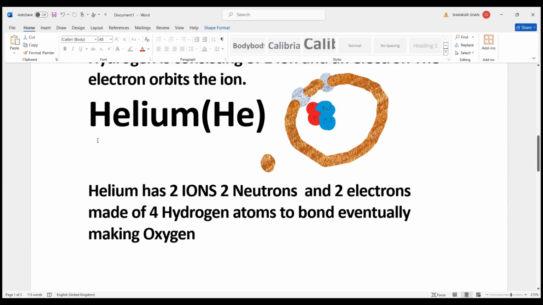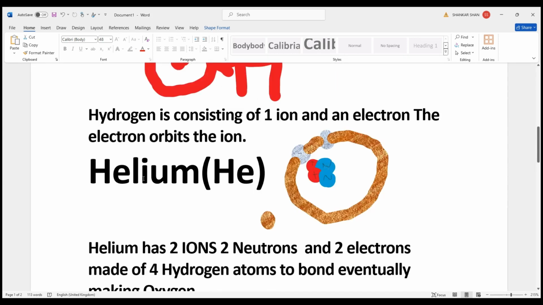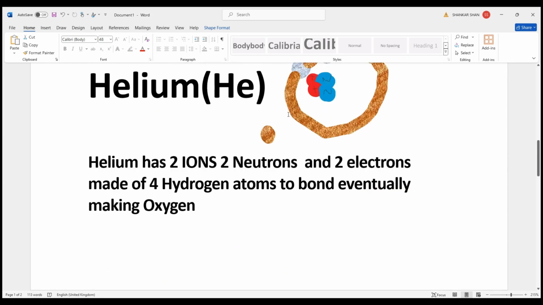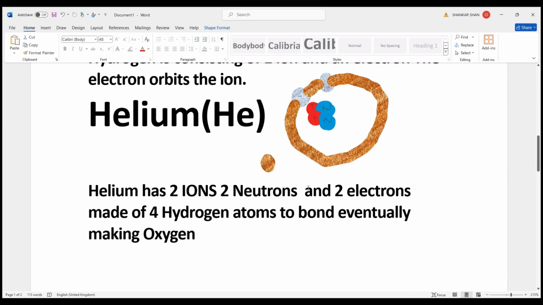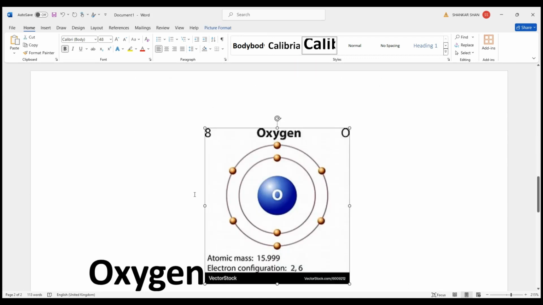Next we're going to read about helium. Helium has two ions with two neutrons and two electrons. It's made of 4H, which is hydrogen, and to bond and make it, not oxygen, helium, okay? Making He, okay? That's what I'm going to put.